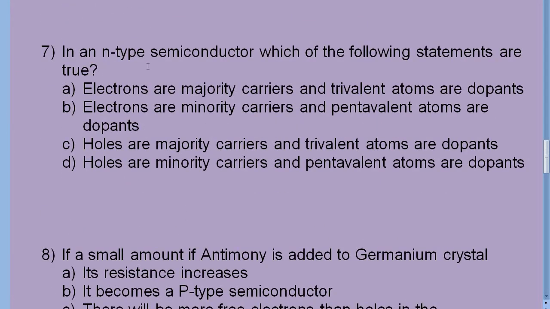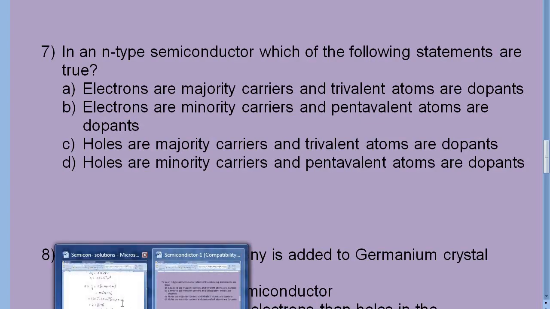Next, in an n-type semiconductor, which of the following statements are true? Electrons are majority carriers and trivalent atoms are dopants. Electrons are minority carriers and pentavalent atoms are dopants. Holes are majority carriers and trivalent atoms are dopants, and holes are minority carriers and pentavalent atoms are dopants. Let us see the theory part first.